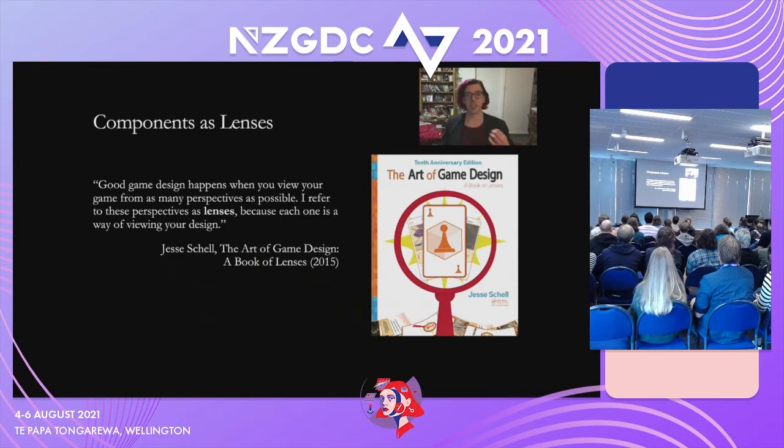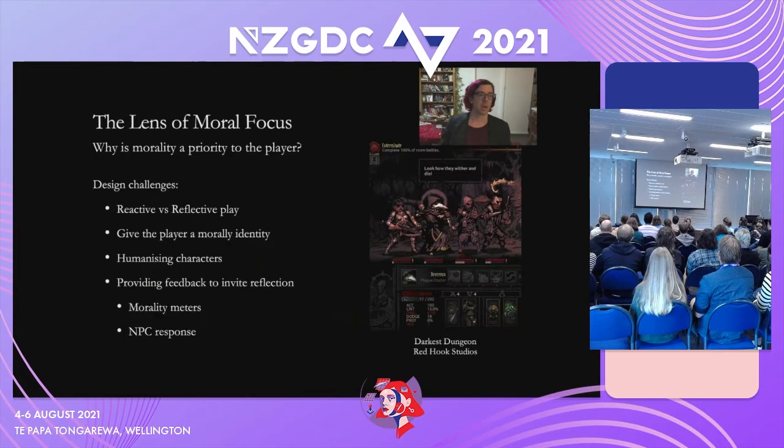So I want to look at each one in turn and think about the kinds of questions that we should ask ourselves when designing games according to each lens. So first, the lens of moral focus. The lens of moral focus asks us, why should morality be a priority to the player?